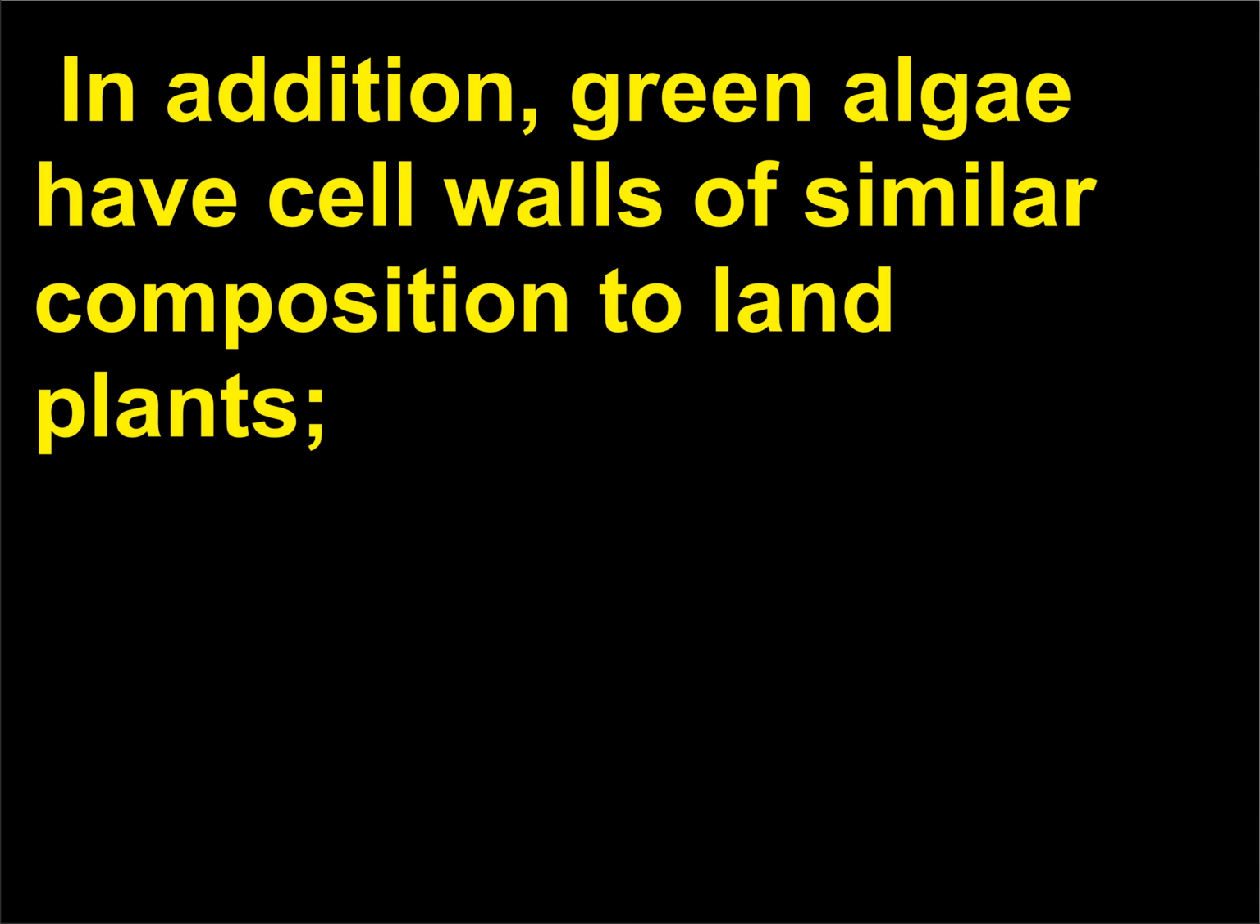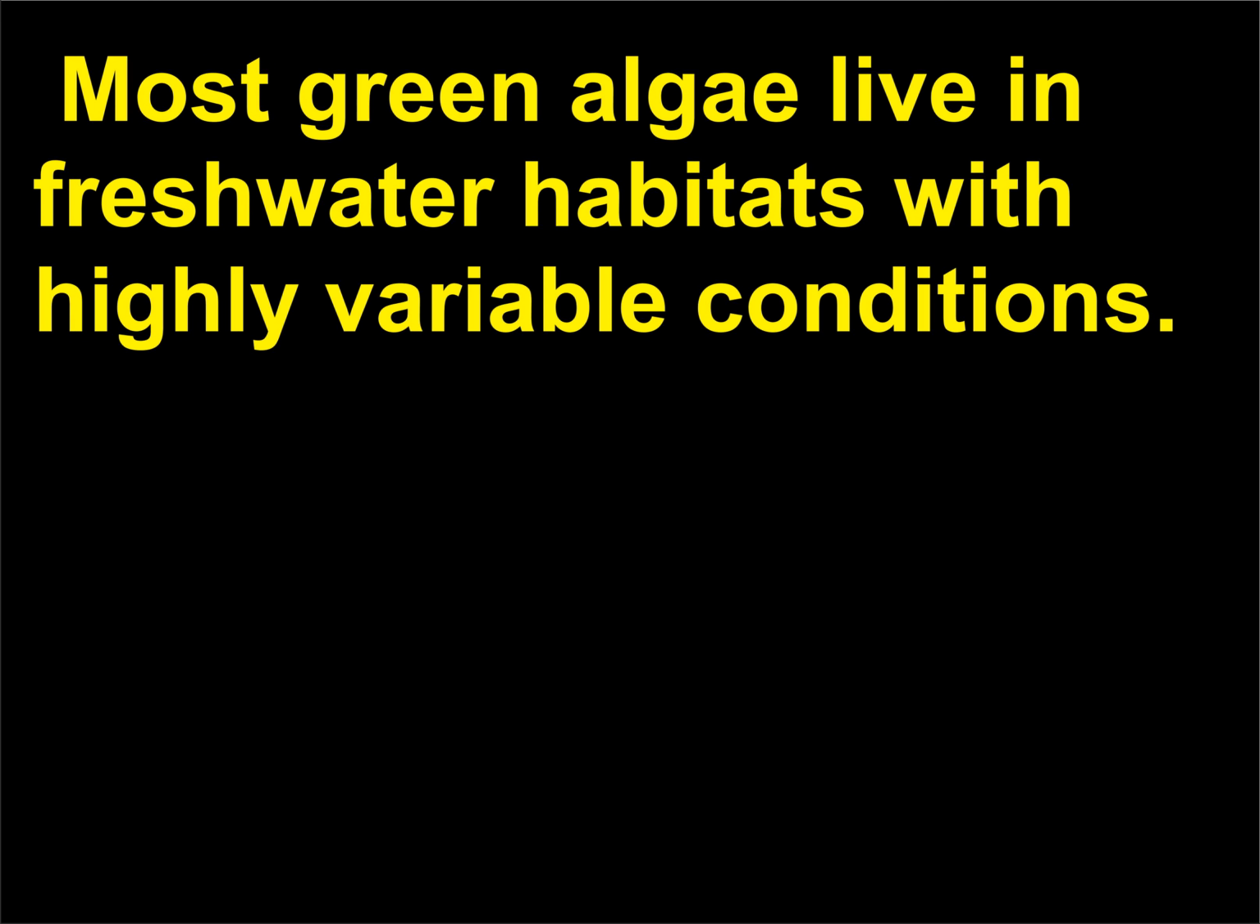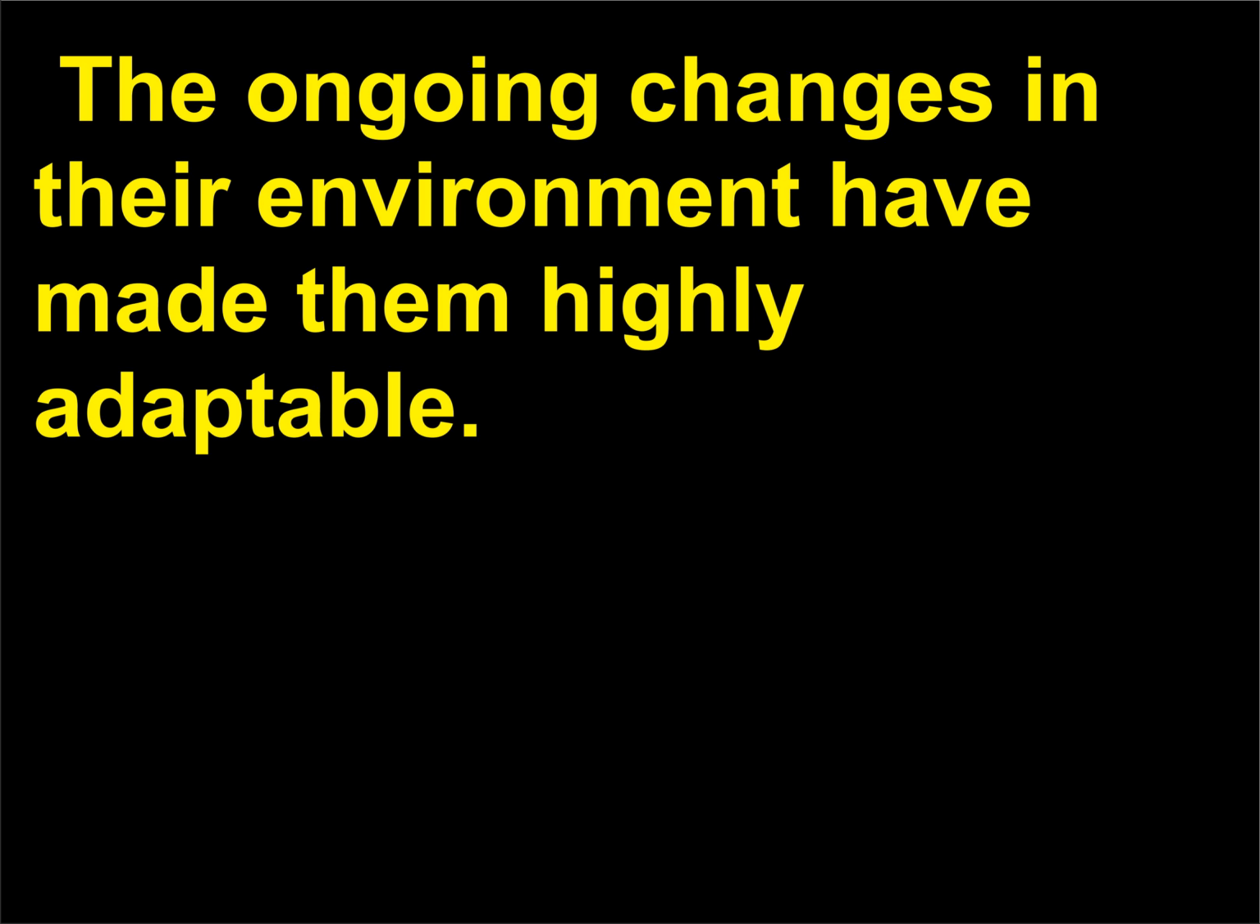In addition, green algae have cell walls of similar composition to land plants. Both store food, such as starch, in the same manner. Most green algae live in freshwater habitats with highly variable conditions. The ongoing changes in their environment have made them highly adaptable.